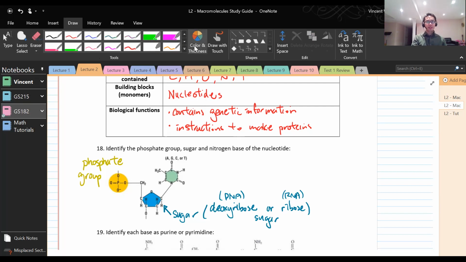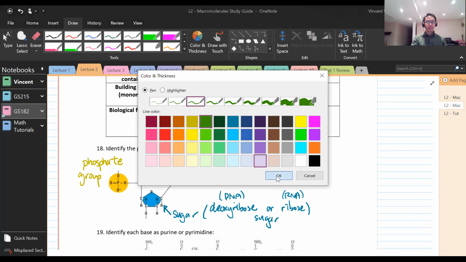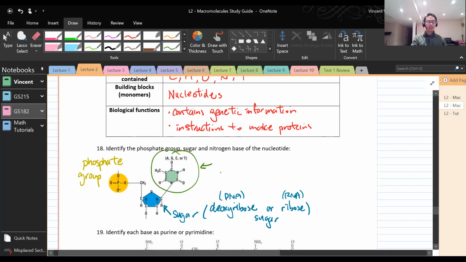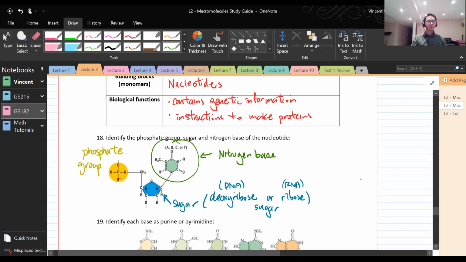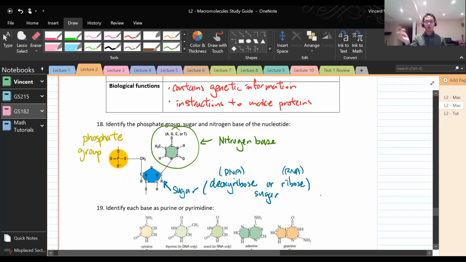Next, we have this little thing here on the side. That is a nitrogen base. It could be A, C, G, or T in DNA, or A, C, G, and U in RNA. And more on that later.